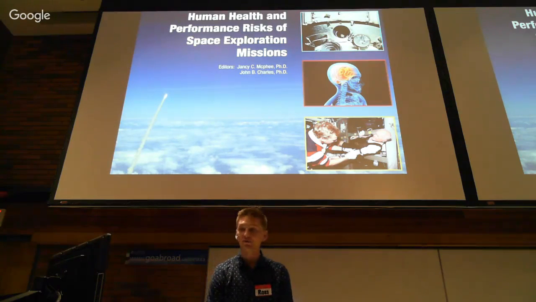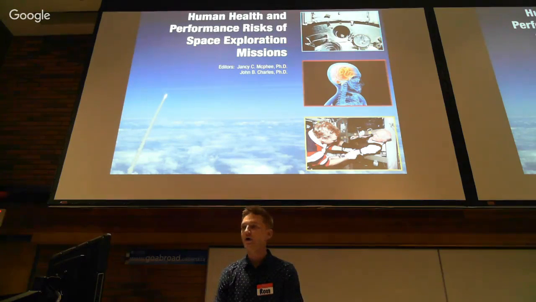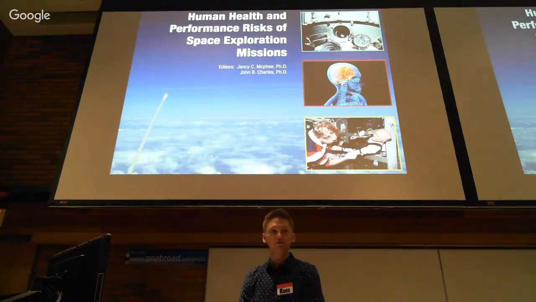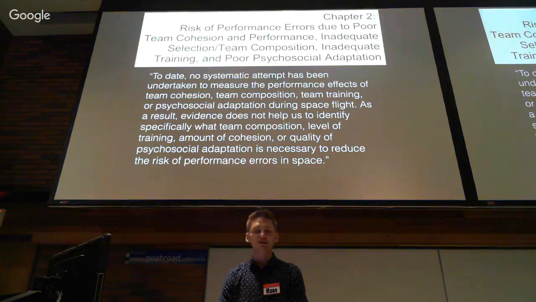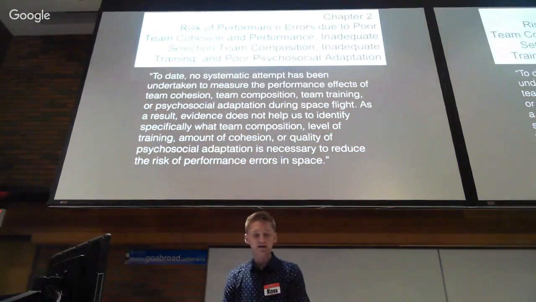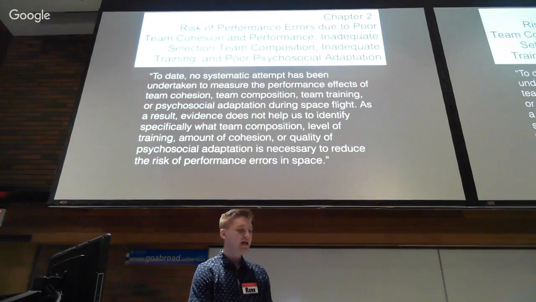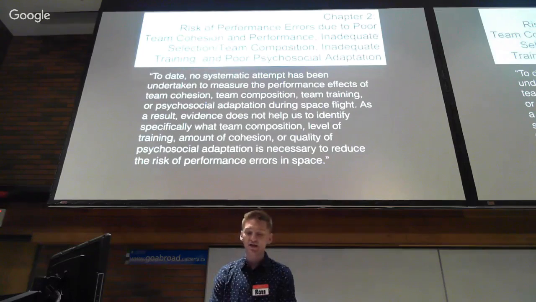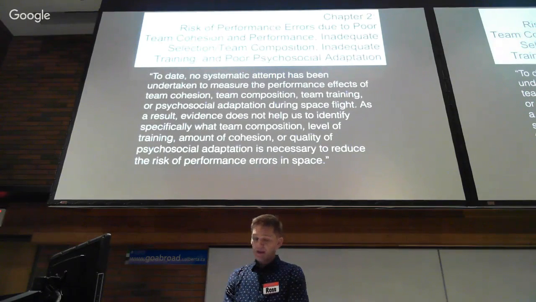It's called The Human Health and Performance Risks of Space Exploration Missions, basically stating their case for, here are the things we don't know about the psychology and health of astronauts that we need to figure out before we send them away. And chapter two in particular was the study of the high seas mission. So I'll read this out. The title here is Risk of Performance Errors Due to Poor Team Cohesion and Performance, Inadequate Selection and Team Composition, Inadequate Training, and Poor Psychosocial Adaptation. That's why they chose us.